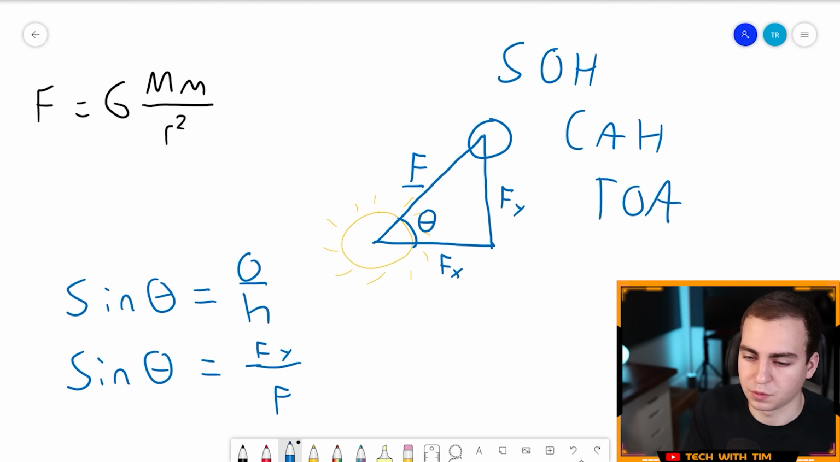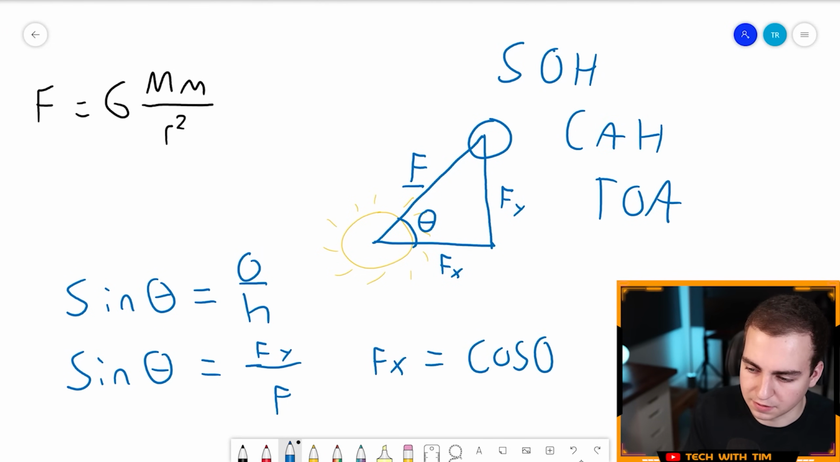And then same thing if we want to find what Fx is, we can say Fx is equal to the cos of theta multiplied by F. That will give us the Fx component. And then once we know the x and y velocity, we can very easily move this around the sun.